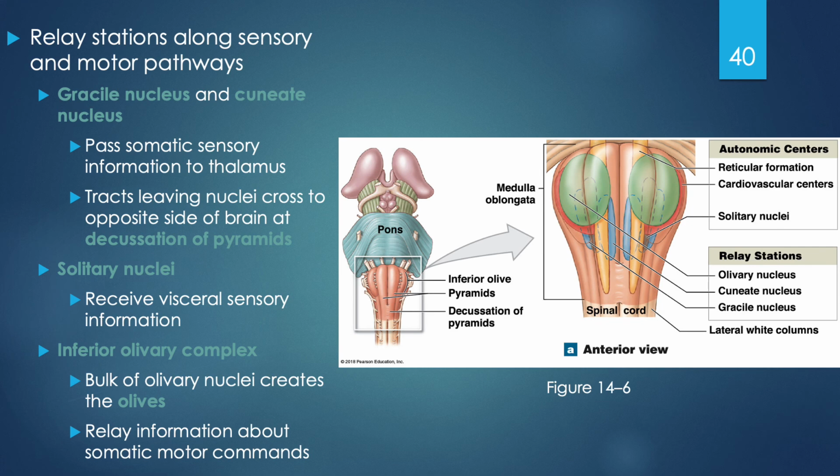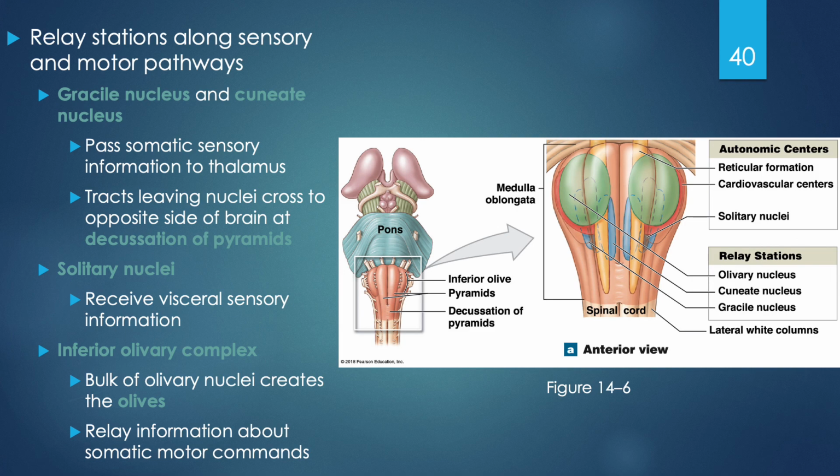Let's discuss some of those relay stations that have both sensory and motor pathways. So there's the gracile nucleus and the cuneate nucleus, and these are responsible for passing somatic sensory information to the thalamus. The tracts that leave the nuclei are going to cross over to the opposite side of the brain. It's something called the decussation of pyramids. And this is an important point to recall, that the tracts do cross over to the opposite side of the brain.